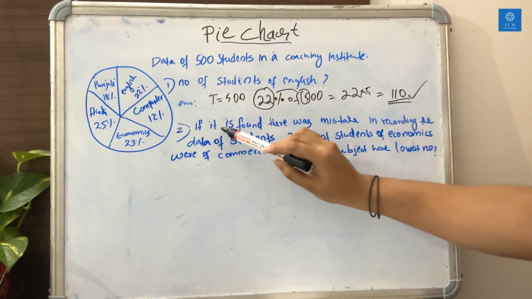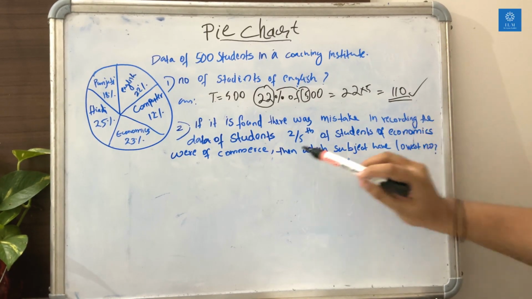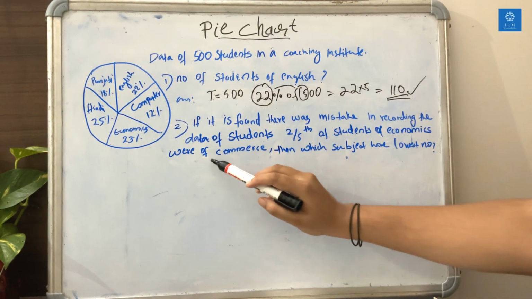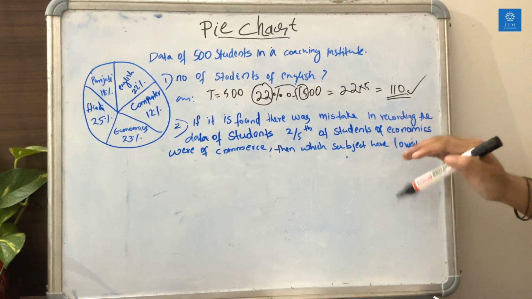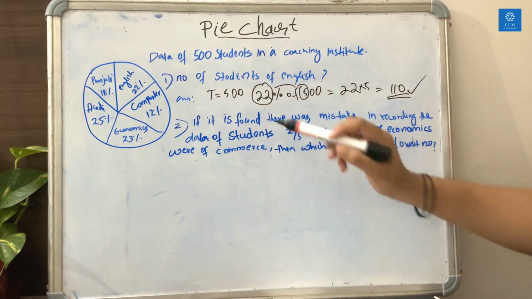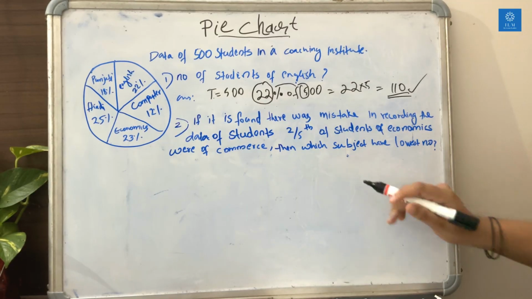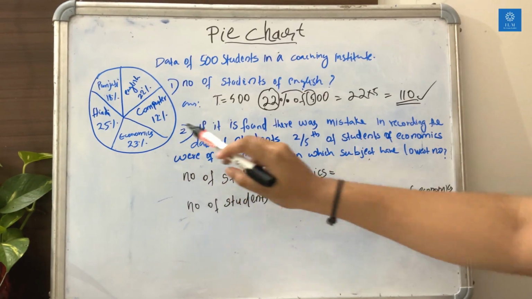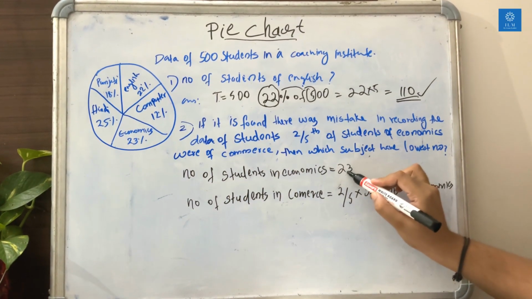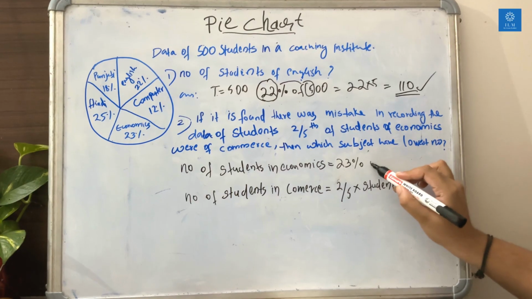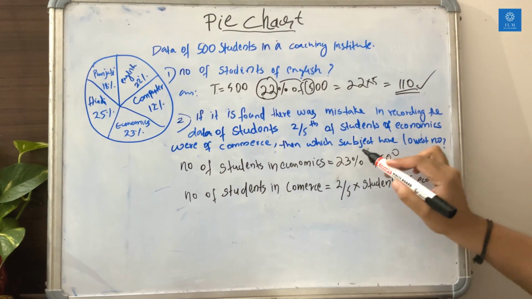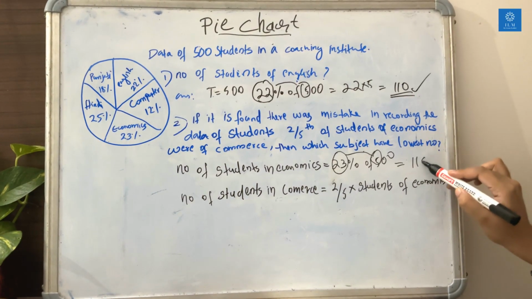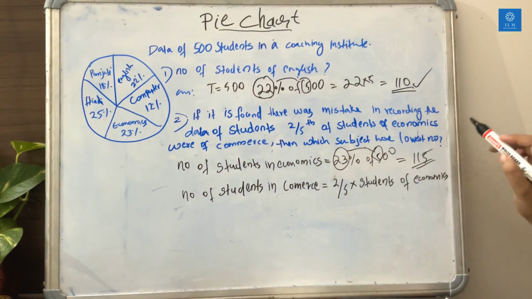Now next question: if it is found there was a mistake in recording the data of students, 2 by 5th of the students of economics will be of commerce. Then which subject has the lowest among economics and commerce? So that is the question. Let's see the number of students in economics. It is 23 percentage of 500. Again the same formula, 23 into 5, which is going to be 115. So number of students in economics is 115.